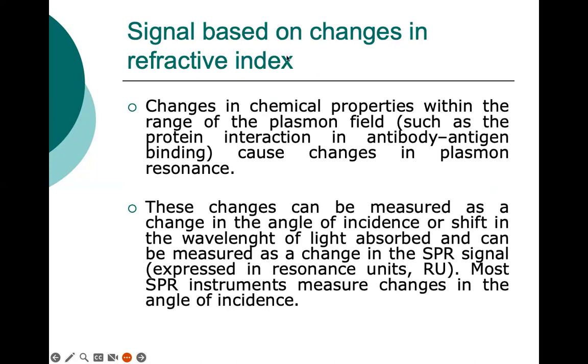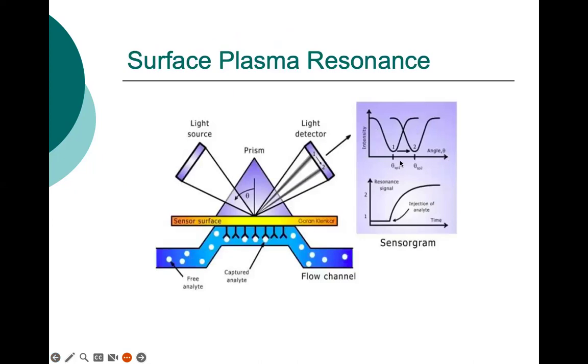So what is being measured under SPR is refractive index, changes in chemical properties within the range of the plasmon field. For example, just now, the interaction between antibody and antigen can cause changes in plasmon resonance. These changes can be measured as a change in the angle of incidence or a shift in the wavelength of light absorbed, and can be measured as a change in the SPR signal. So this is the one that is being detected. There is a change in the SPR signal.